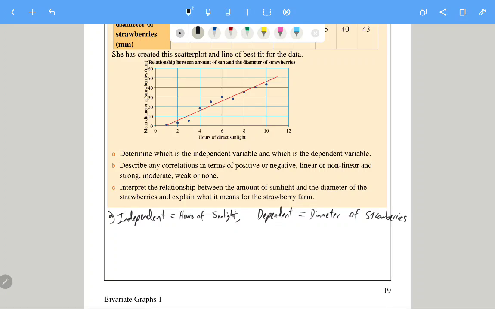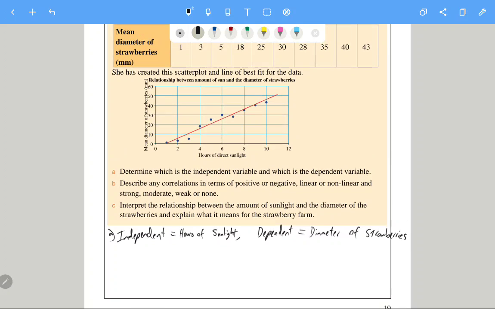Alright, it looks like a part B. Describe any correlation in terms of positive or negative, linear or non-linear, strong, moderate, weak, or none. Alrighty, pointing up to the right, that would be positive. It's also quite tightly packed together, so I'd be saying that it is strong, and you can also see that it's quite clearly linear. So we would have in total strong, positive, linear.